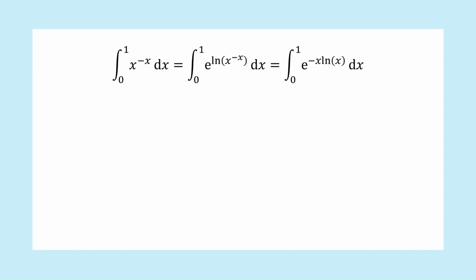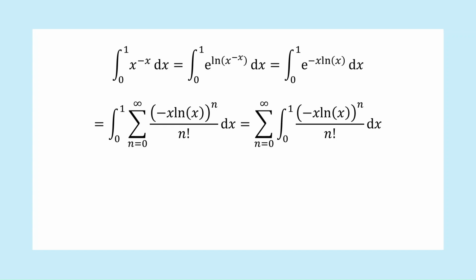Using the properties of logarithms, we take the negative x out of the logarithm and to the front. Why is this useful? Because we know the series expansion of the exponential function, which is relatively simple. So we write the exponential function as the sum of the exponent to the power of n divided by n factorial from 0 to infinity.